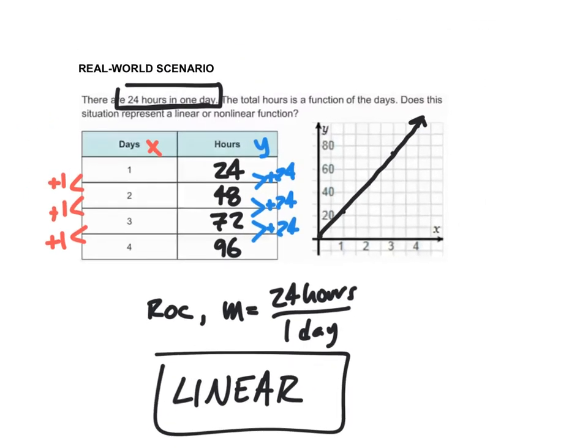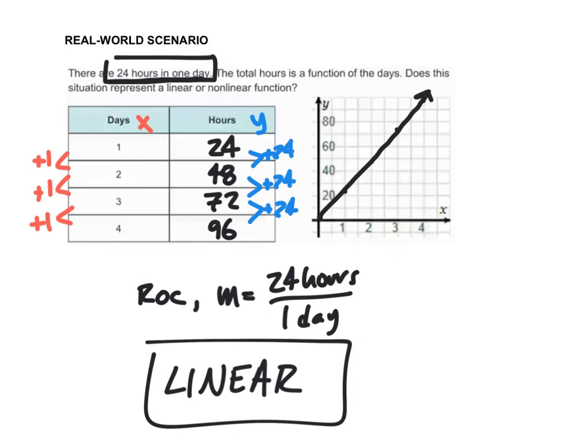So your ability to look at a graph or look at a table and distinguish whether you have a linear or nonlinear relationship is part of what I need you to do.